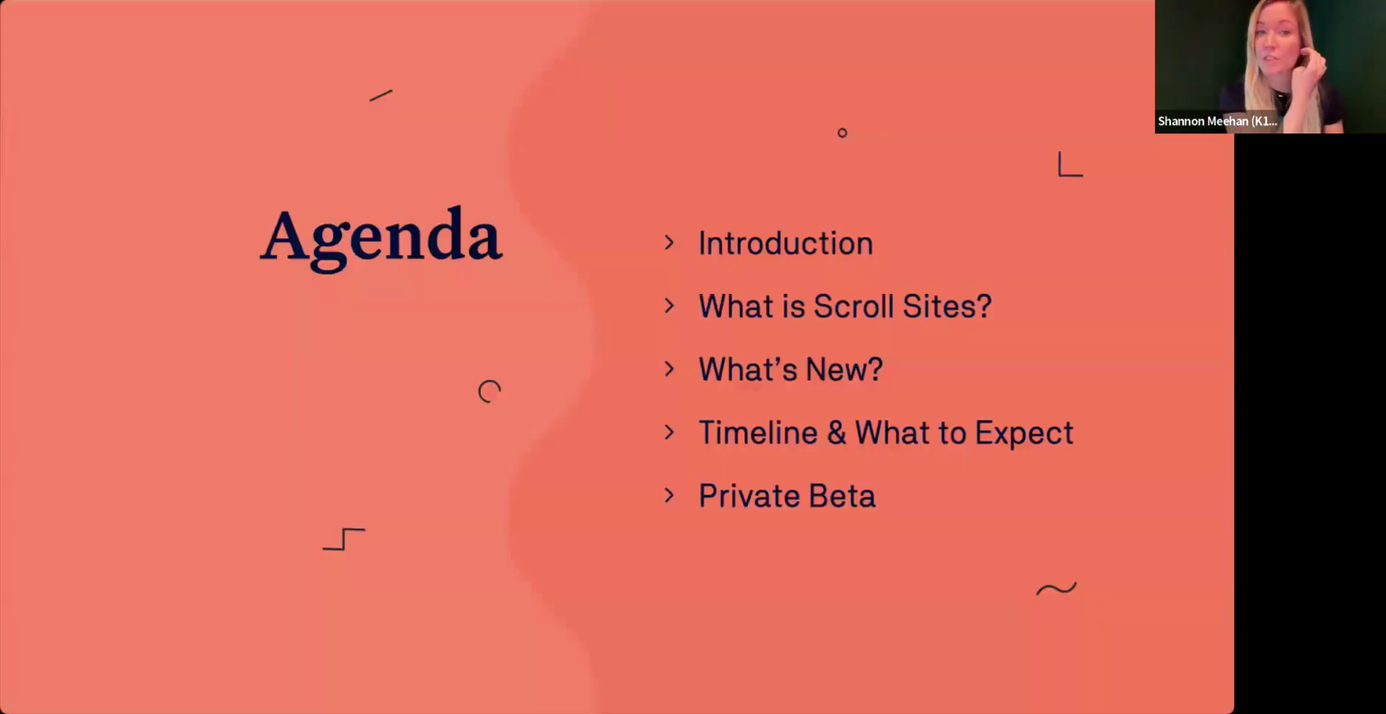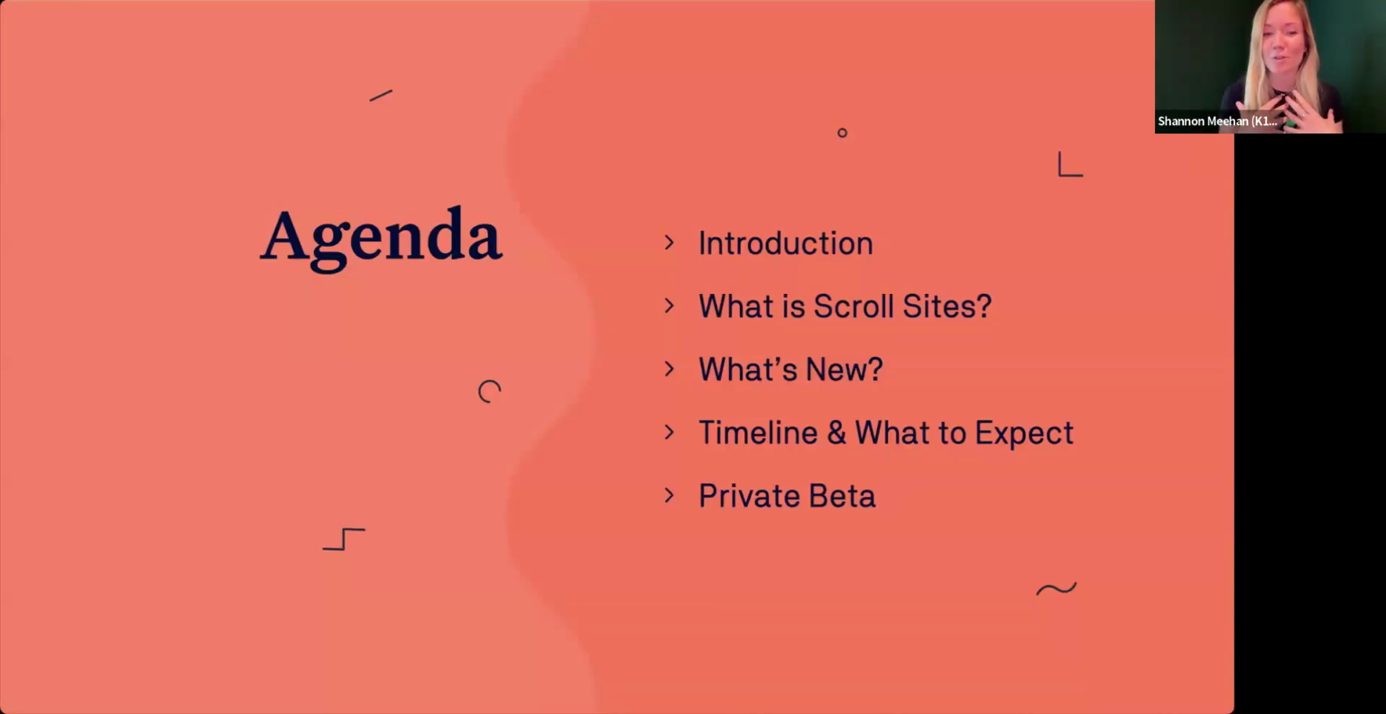And in terms of an agenda for today, so as I said, we'll try to keep this very brief, but here's what we'll get into. So we'll introduce Scroll Sites, along with a peek at the new features that will be coming and some of the new themes that we'll be introducing, and a timeline for the release. And in the end, we will also share some information about the private beta that we're running and what that actually means for you.